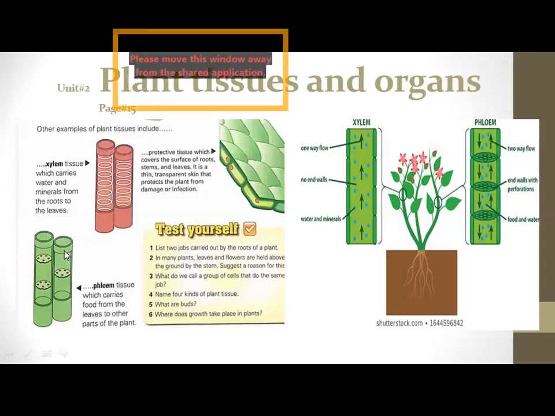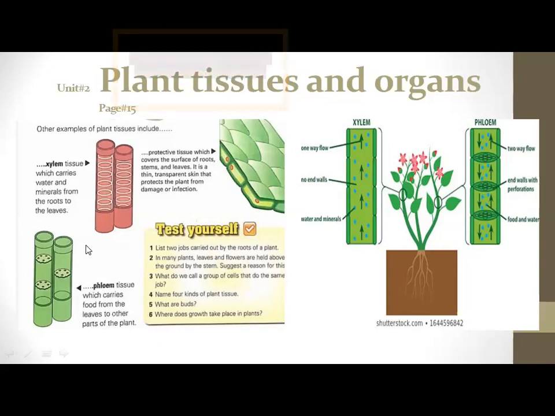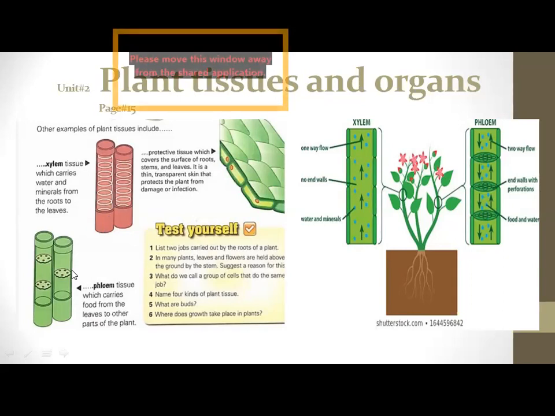Now you can see here, these are phloem tissues. The function of these phloem tissues is to carry prepared food from the leaves to other parts of the plant. Xylem tissues are used for the transportation of water and minerals from roots to leaves, and the function of the phloem tissues is the transportation of prepared food from leaves to other parts of the plant.